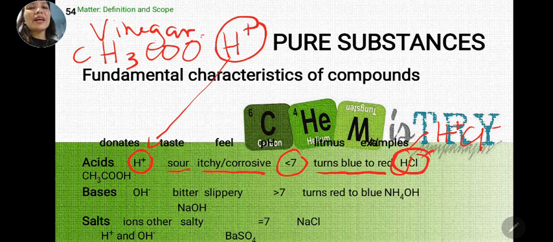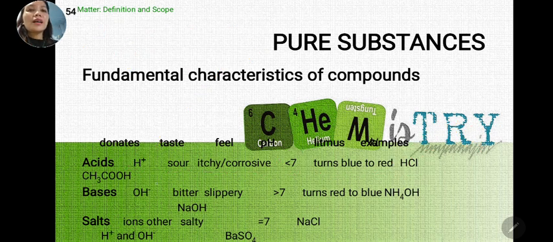Okay, yung base naman, ang dinodonate naman niya na atom is hydroxide atom. It tastes bitter, it's slippery, the pH is greater than 7, it turns red litmus paper to blue, and the example is ammonium hydroxide.